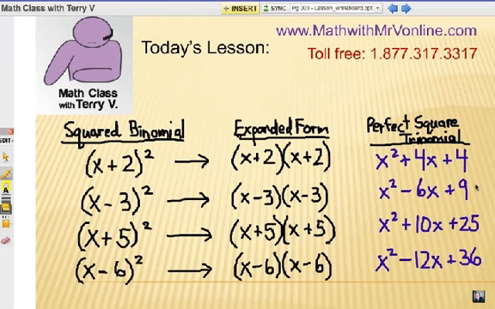Now in x minus 3 quantity squared, next row, I get x squared minus 6x plus 9. Then I have x squared plus 10x plus 25, and x squared minus 12x plus 36. Now I want to take a moment here. Let's look at some patterns. First of all, notice that the first terms are all x squared, and that comes from the first x times the first x right there.